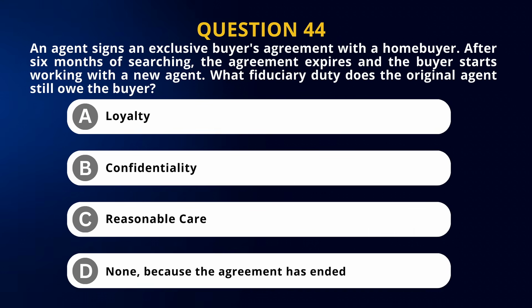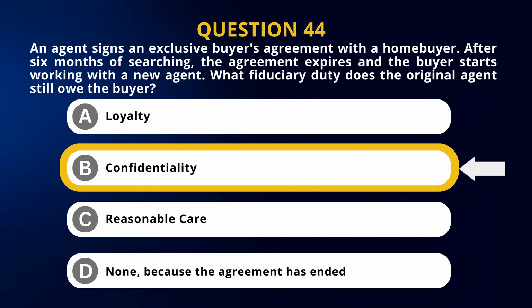Question number 44. An agent signs an exclusive buyer's agreement with a home buyer. After 6 months of searching, the agreement expires and the buyer starts working with a new agent. What fiduciary duty does the original agent still owe the buyer? Letter A, loyalty. Letter B, confidentiality. Letter C, reasonable care. Letter D, none, because the agreement has ended. And the answer is letter B, confidentiality.